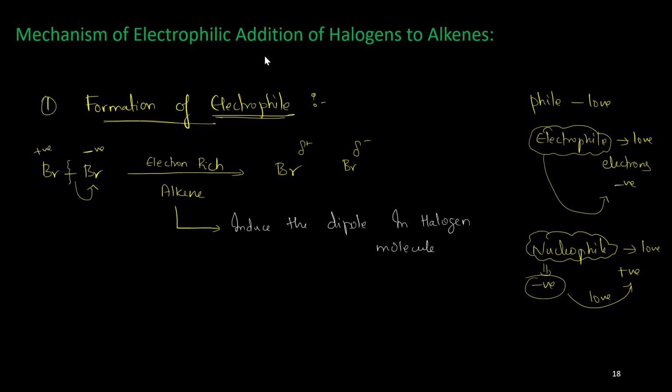Okay. So here we are inducing the dipole. That means we are partially making the positive, partially making the negative. And what is inducing here? The electron-rich alkene. Whenever this electron-rich alkene comes near, that will break the bond between the bromine and bromine, and it will turn out to be slightly positive and slightly negative. So this is called the formation of the electrophile.